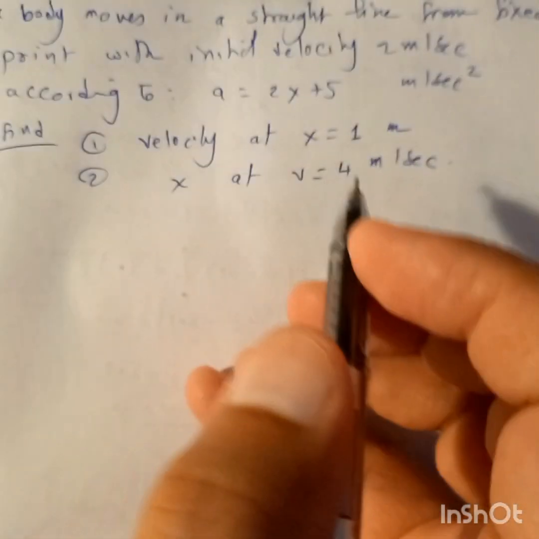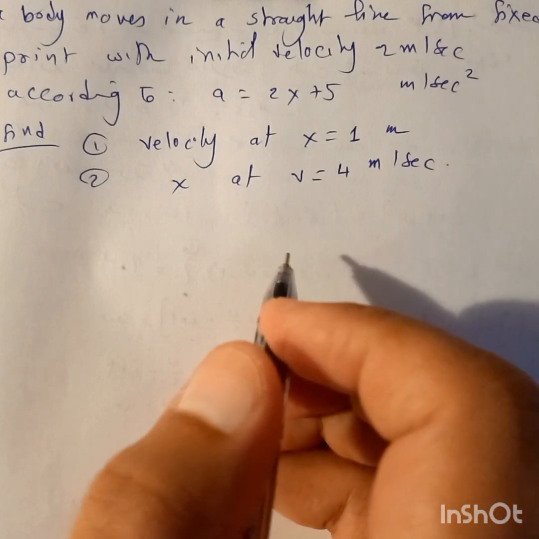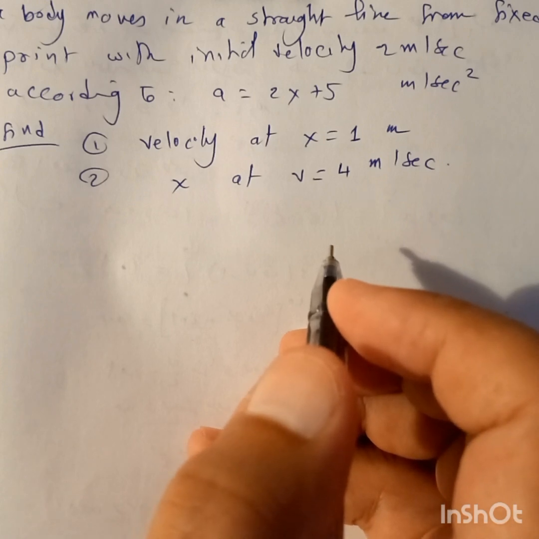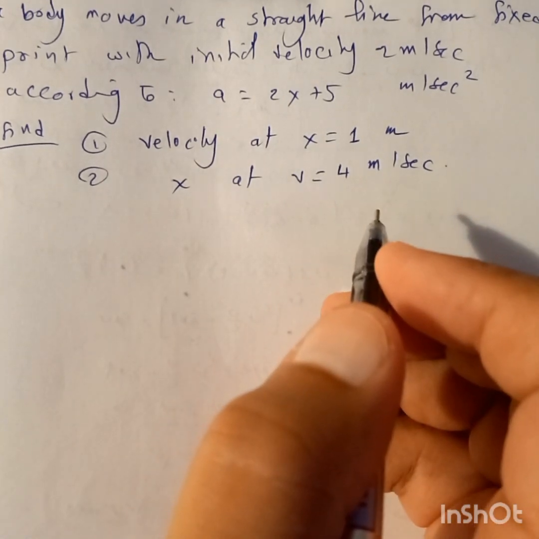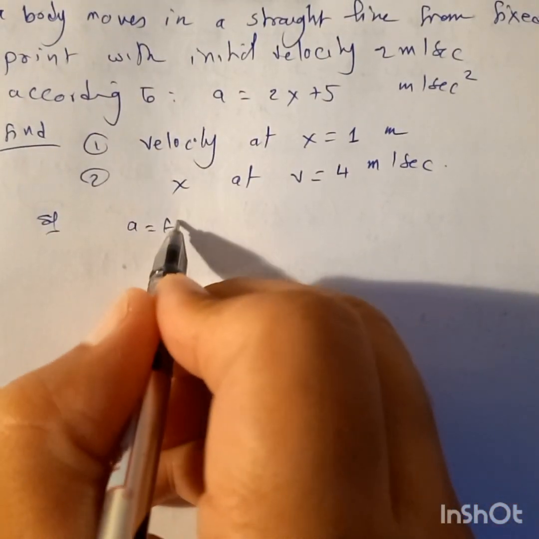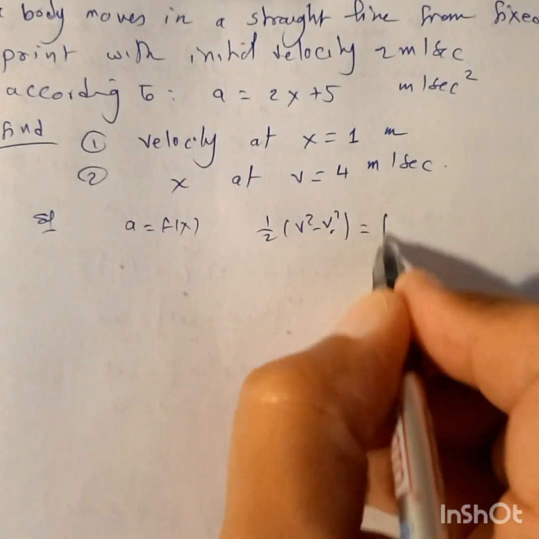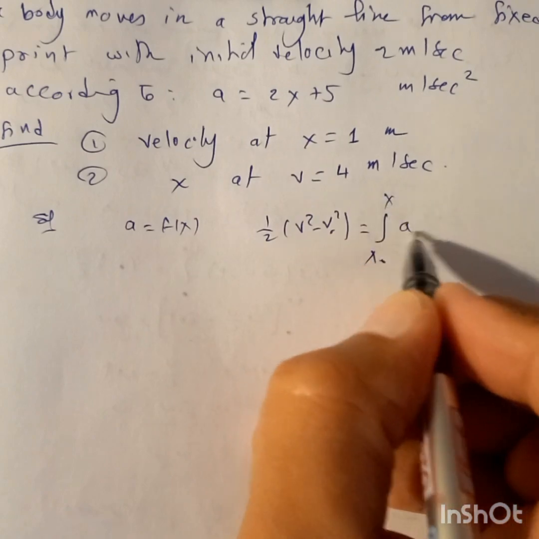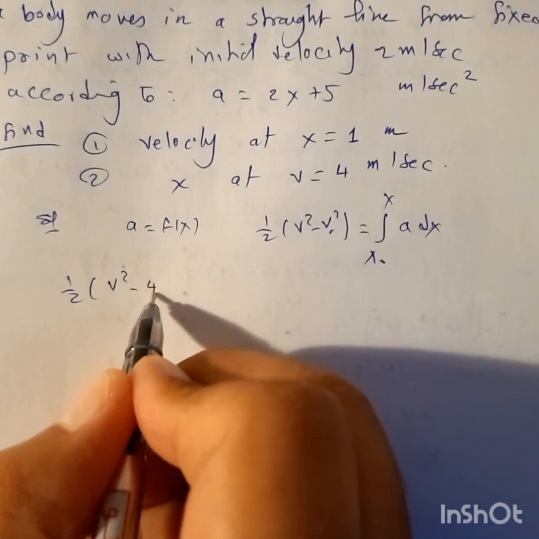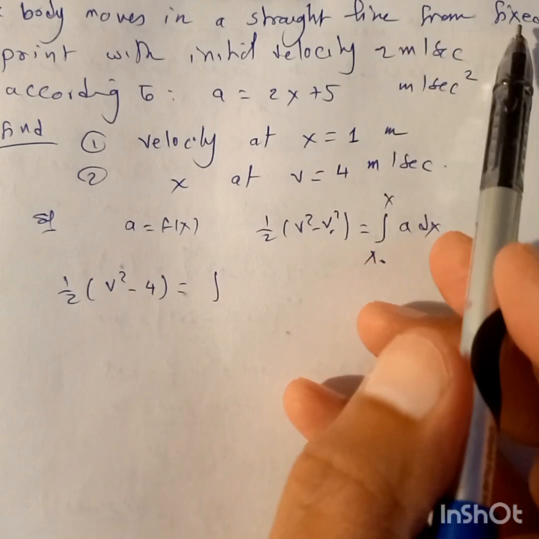We have another example. A body moves in a straight line from a fixed point with initial velocity 2 meter per second. According to the relation, acceleration equals 2x plus 5 meter per second squared. Find velocity at x equals 1 meter, and x at v equals 4 meter per second. Here we have acceleration as a function of displacement, so we can use half v squared minus v naught squared equals the integration from x0 to x of a dx. Here half v squared minus v naught squared, which is 4, equals the integration from x0, which is 0, as it's mentioned that the motion starts from a fixed point.